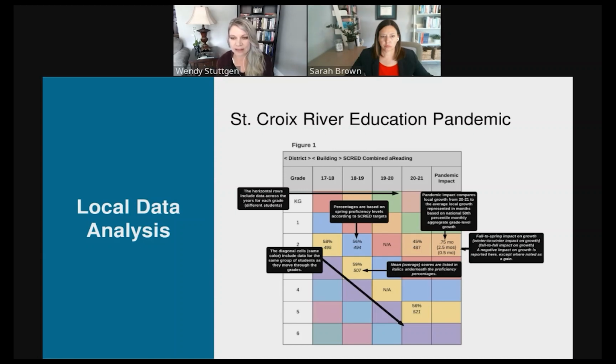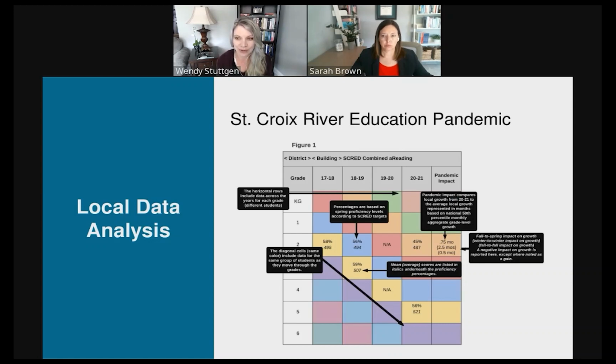What this tells us when we look at the pandemic impact column with regard to growth is that our second graders grew 3 weeks less from fall to spring in the 2021 school year than our second graders did in previous school years. What's really important to note here is that in the winter, the pandemic impact was 2.5 months of learning loss. So the students were able to close that learning gap by almost 2 months from winter to spring.